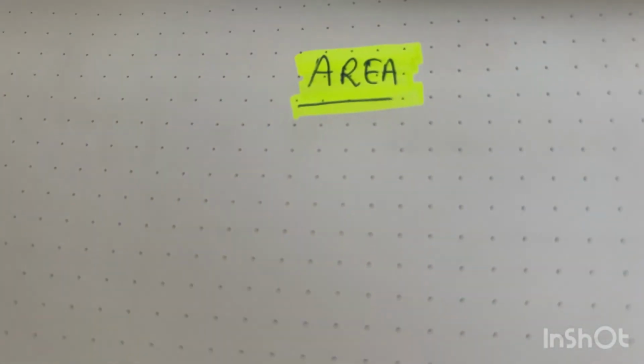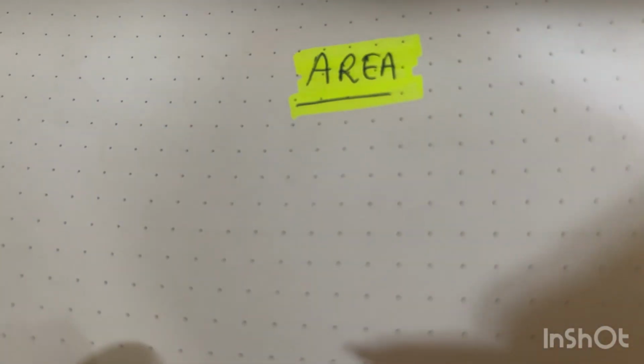Today's topic is area. In this video we are going to find the area of regular shapes. So now let's start. What is called area? Area is the amount of surface occupied by any shape.